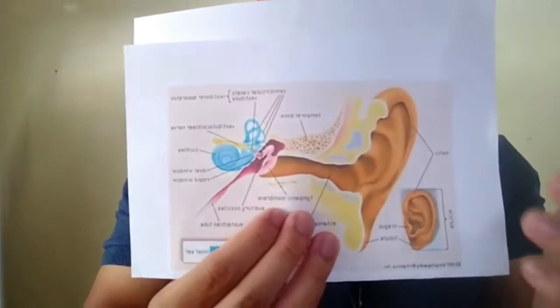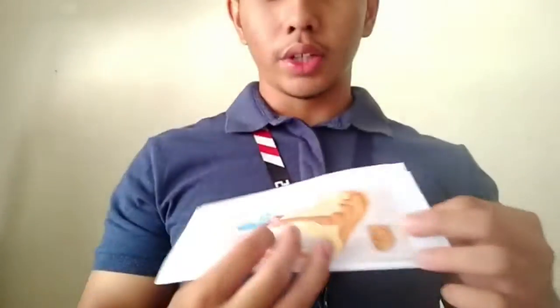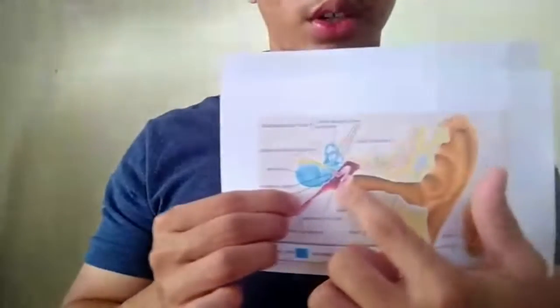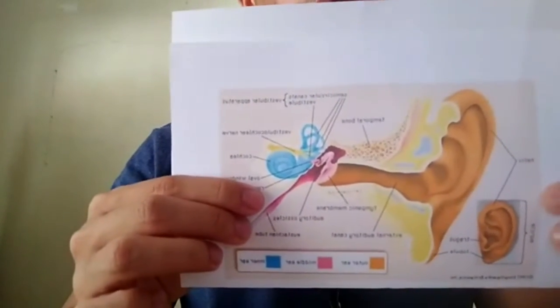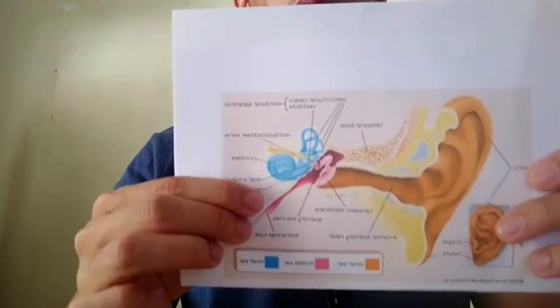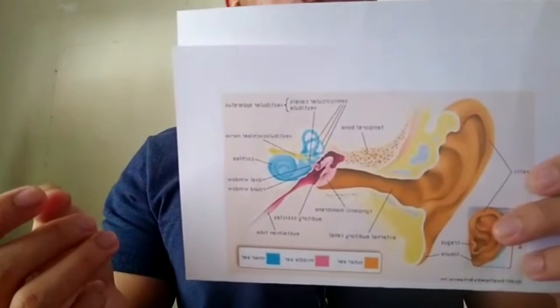Okay, the outer ear, which is this part of the ear, consists of helix, tragus, and lobule. It functions as a mechanism of hearing. They trap sound waves to help our body hear sound.